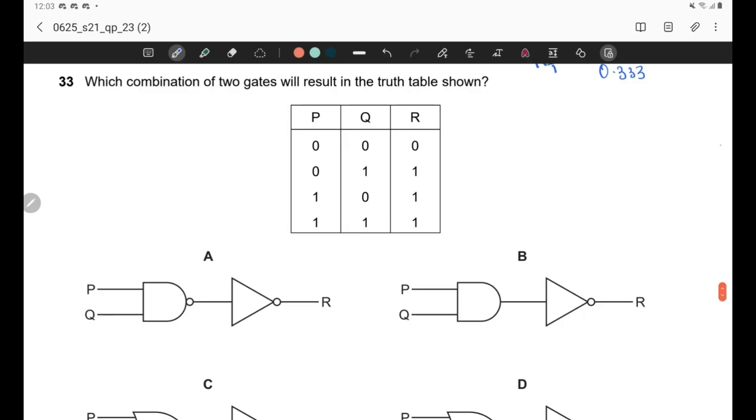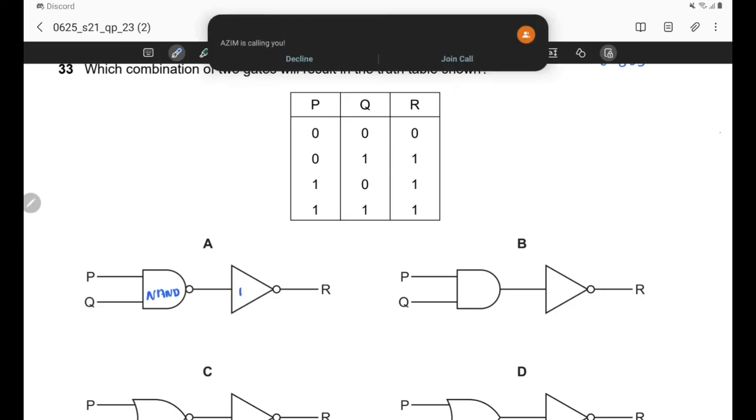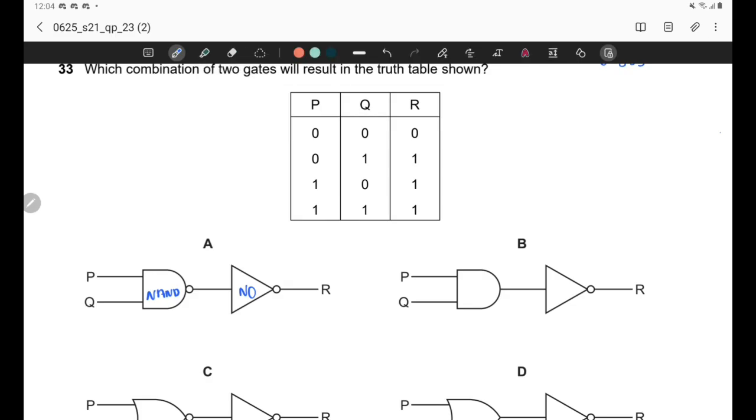Question 33. Which combination of two gates will result in the truth table shown? So let's look at the logic gates of each option. So in the first option we have a combination of a NAND gate, its output connected to a NOT gate. So let's look at the truth table of a NAND gate.